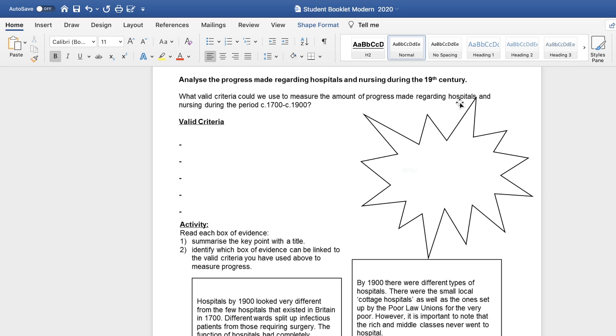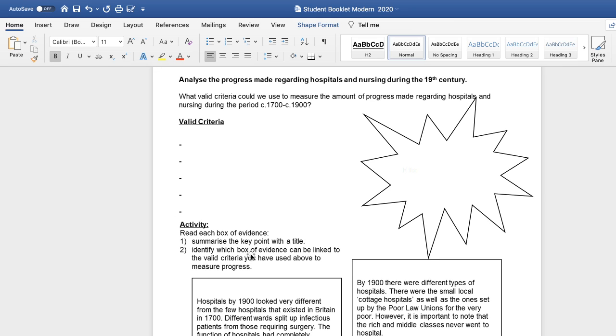So if I thought about progress in hospitals, I might write down that good progress in hospitals means that there is a good life expectancy. You might say that there is a good success rate in operations. You could say that there is access to medical care for everyone. You could say that there are trained professionals. Those are all different valid criteria that you could write. And I just want you to do that to practice how to create valid criteria.